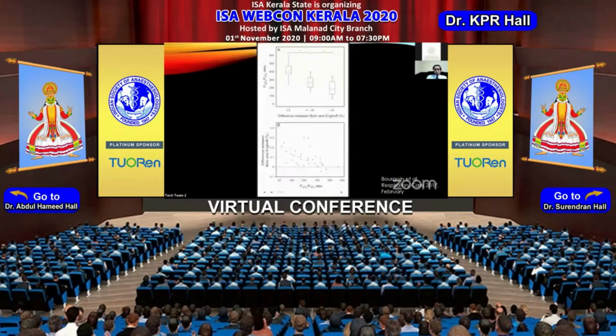Now, when you measure both during a clinical scenario, when the PaO2 by FiO2 ratio decreases, then there is a widening of Bohr's and Enghoff's values. That means there is a greater deviation between these two values whenever the PaO2 by FiO2 ratio is smaller. And this is very important information for us in our ICU critical care patients.